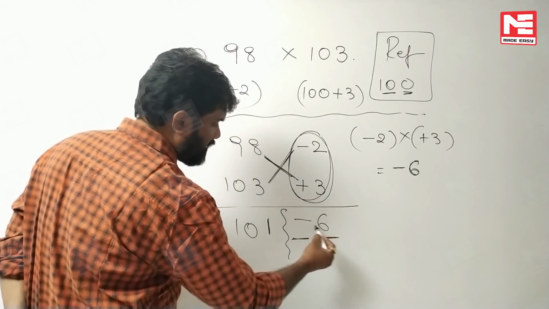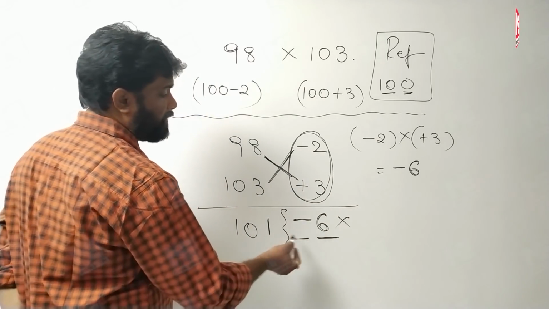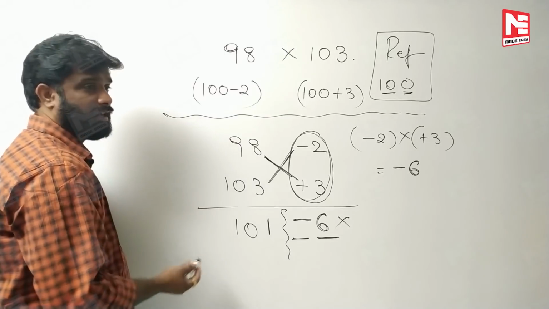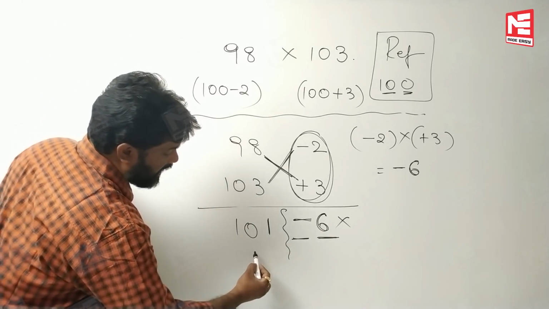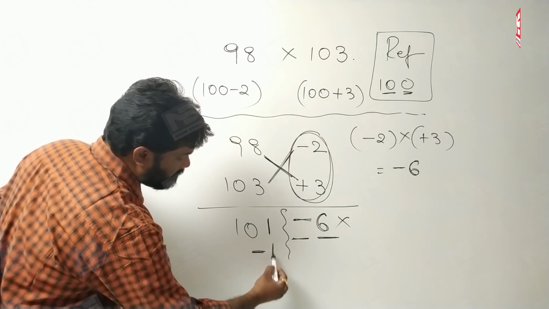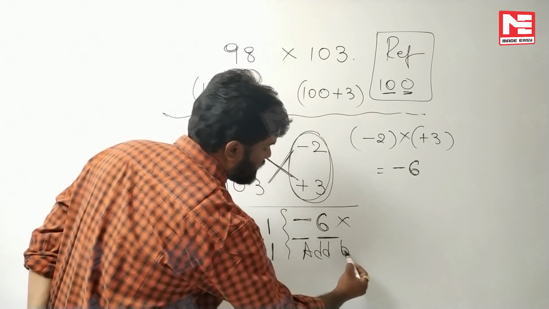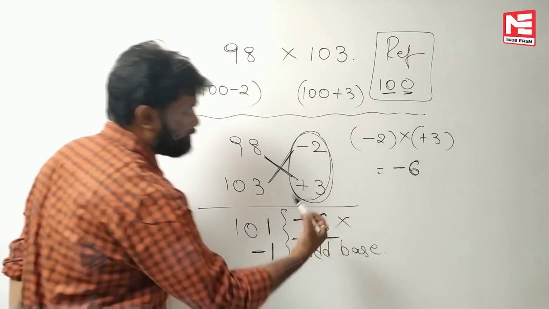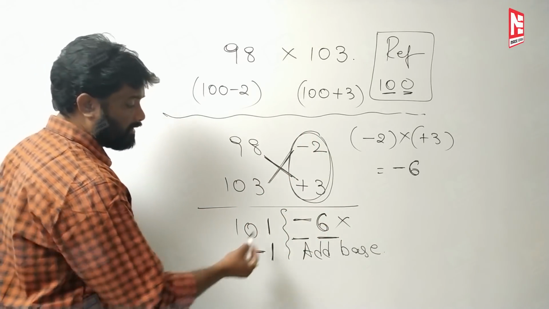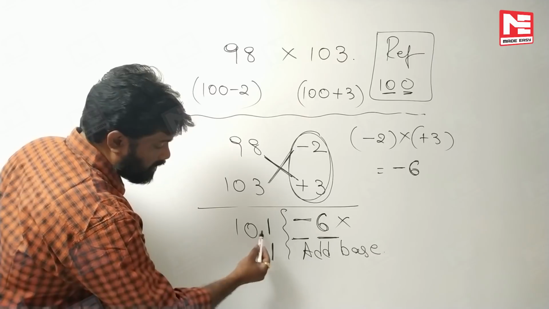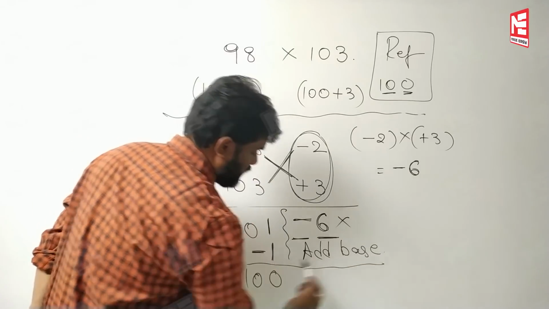But how to write minus 6 here? If you write minus 6 here it becomes meaningless. You cannot write minus 6 here. That is not how we write the numbers here, right? In that case, what you have to do, my dear friends, from the left side part you do minus 1, and from the right side part you add the base number, whatever base you are taking, that base number or the reference number. What is 101 minus 1? That is 100.